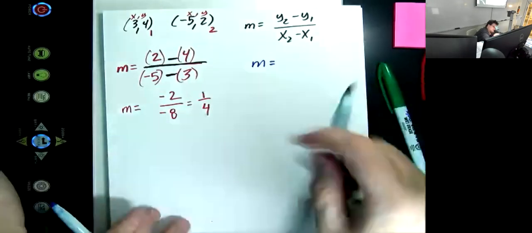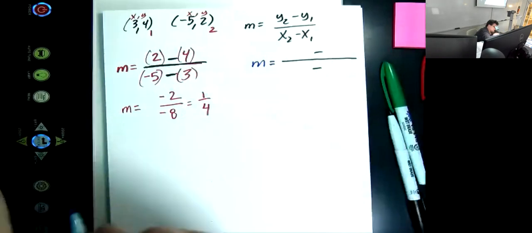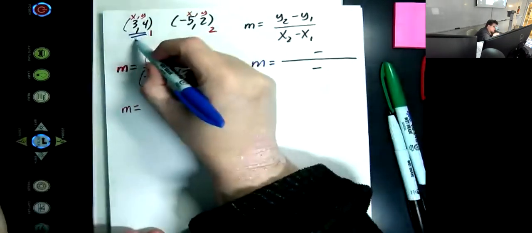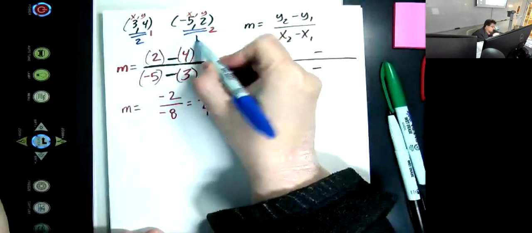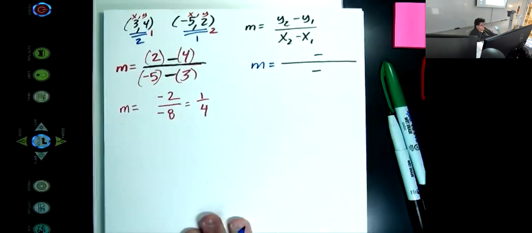Why don't you guys try the other way? Make the first point over here, let's call that point number 2, and call that point number 1. And find the slope for it.